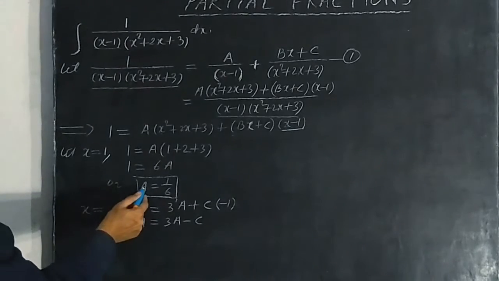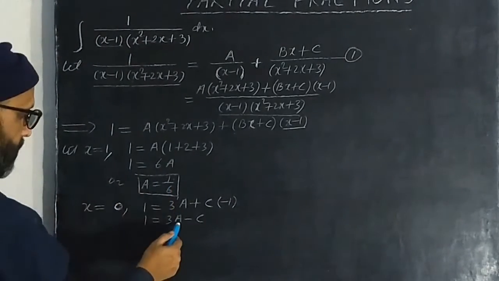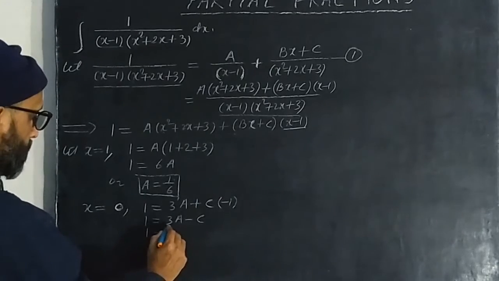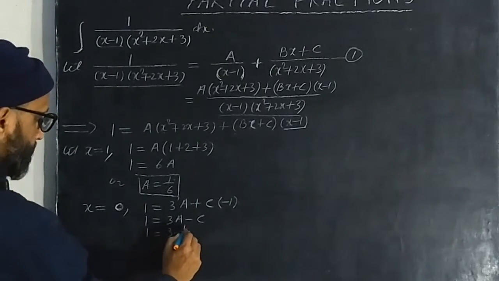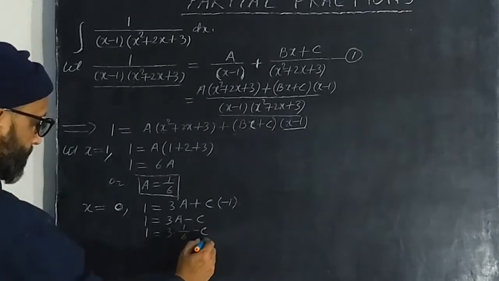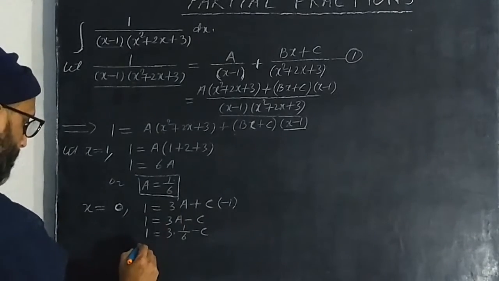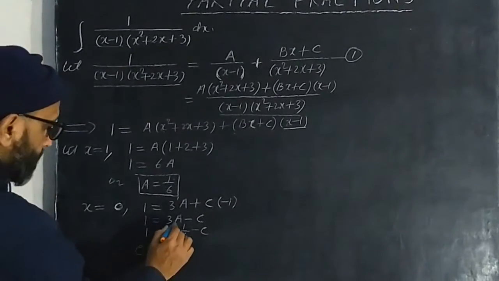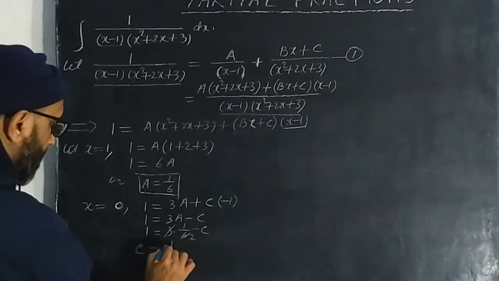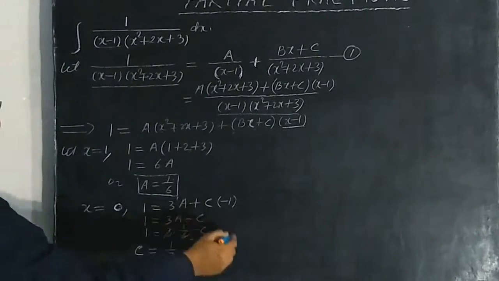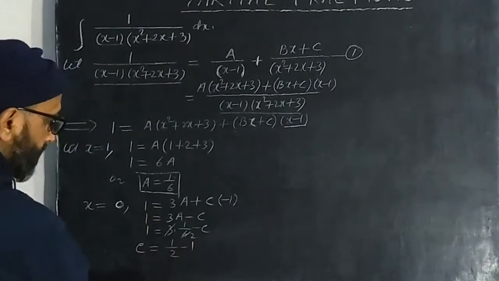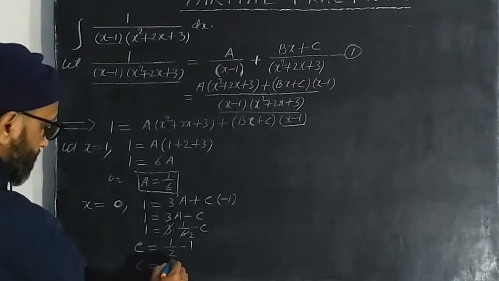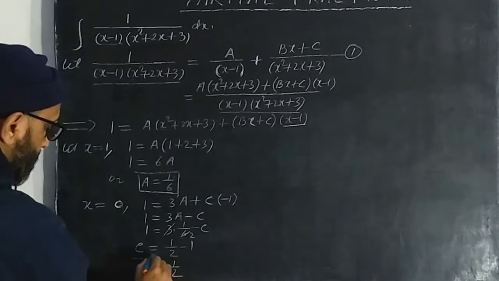And since we have calculated a is equal to 1 upon 6, putting the value of a here, we get 1 is equal to 3 into 1 upon 6 minus c. Transposing c to the left hand side and 1 to the right hand side, c becomes positive on transposition, and 3 into 1 upon 6 gives half on the right hand side, and transposing 1 we get minus 1. So ultimately c is equal to half minus 1, which is minus half.